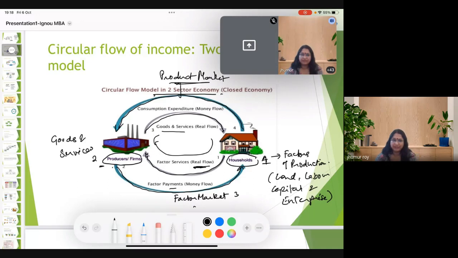Is it clear to everybody? So money flow happens in the reverse direction. For example, here you are saying I'm giving factors of production, and in turn we are getting money. Here I'm giving goods and services, and what am I getting? I'm getting income. So that is called the circular flow in a two sector economy.